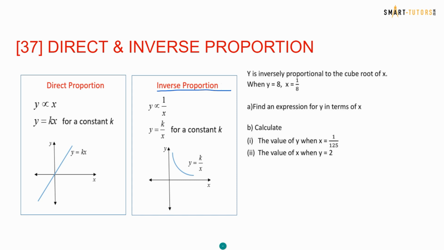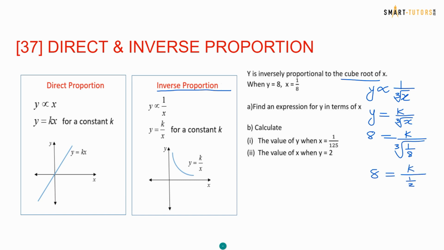Y is inversely proportional to the cube root of x. So y is proportional to 1 over the cube root of x. So in order to make it an equation, y equal k over cube root of x. Now they're giving the value y equal 8 when x is 1 upon 8, so 8 equals k over cube root of 1 upon 8. Cube root of 1 upon 8 is 1 upon 2, so 8 equals k over 1 upon 2. Then you cross multiply, k equal 8 times half, which is k equal 4. So the equation turns to y equal 4 upon cube root of x.